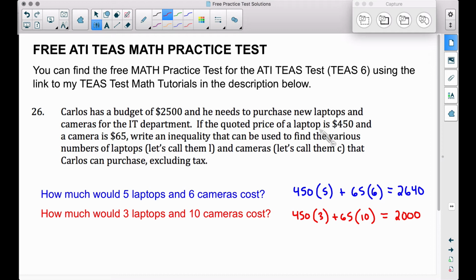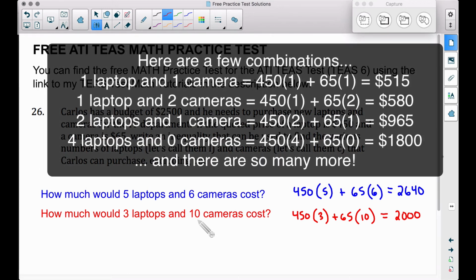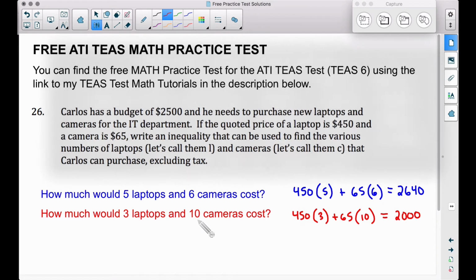Now my point here is this: there are going to be a lot of combinations of laptops and cameras. As long as Carlos does not exceed $2,500, he's good. He doesn't have to spend all $2,500, but as long as he does not exceed that $2,500 budget here, he will be fine. So now if we come back here, we want to write an inequality.